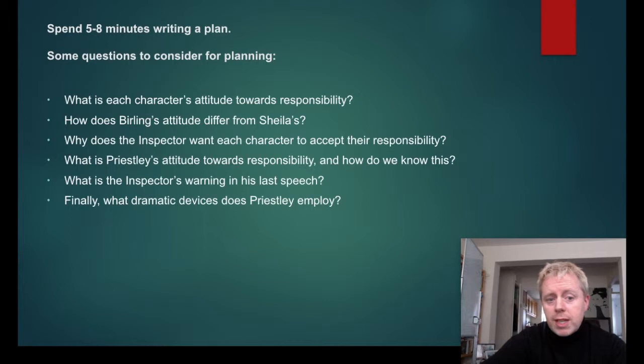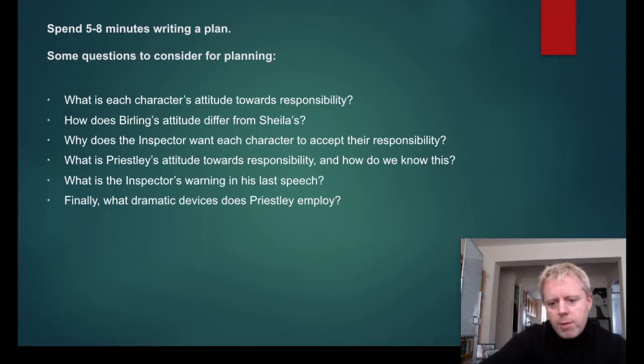So some questions to consider for planning this question. What is each character's attitude towards responsibility? How does Birling's attitude differ from Sheila's? Why does the Inspector want each character to accept their responsibility? What is Priestley's attitude towards responsibility, and how do we know this? What is the Inspector's warning in his final speech? Finally, what dramatic devices does Priestley employ?